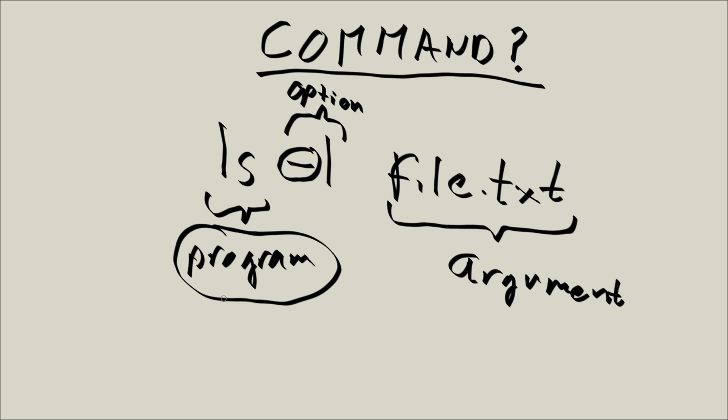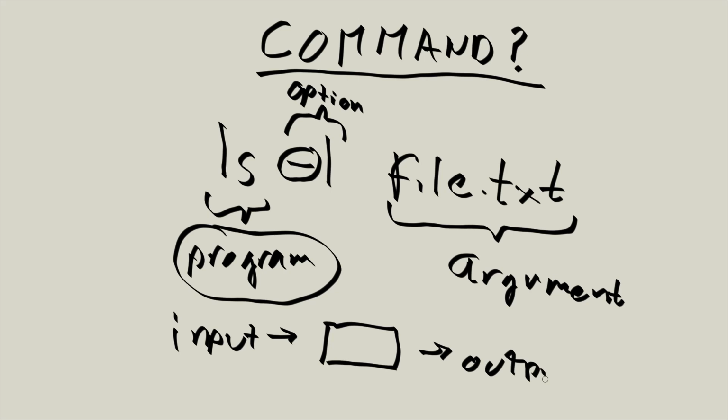Okay, so you can think of programs as these black boxes, or these black border boxes in this particular case, and they take some input and they produce some output. So the arguments are actually the input to our programs, and the options, I would say, are included here. So options are here, and they actually affect the way this box is going to produce the output.